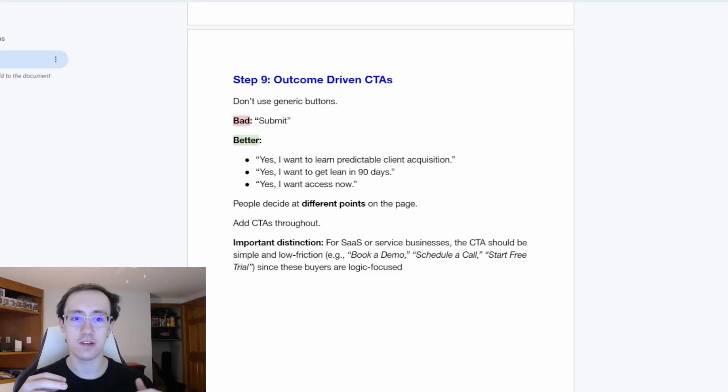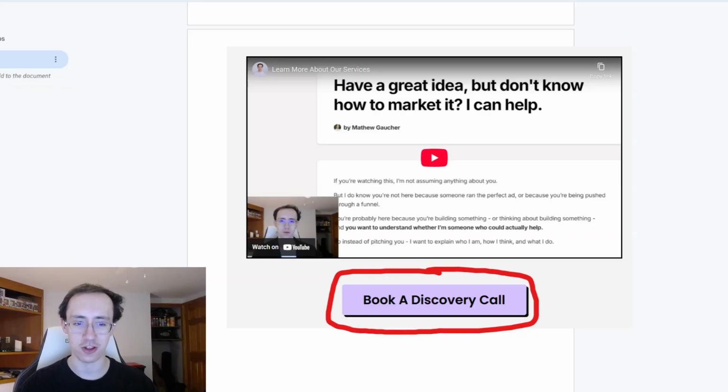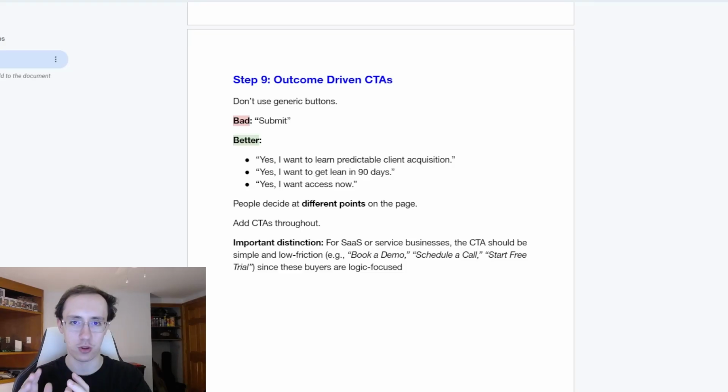So people are going to decide whether they want to work with you or not at different points throughout the page, but they will probably decide on one more so than the other. But that doesn't mean that you shouldn't have calls to action throughout the page. Now, the important distinction with these outcome-driven calls to action are that for software or service businesses, your calls to action should be simple and low friction instead of using that outcome formula. So book a demo, schedule a call with us, start your free trial, because most of those buyers are going to trend to the more logic-focused side of things.